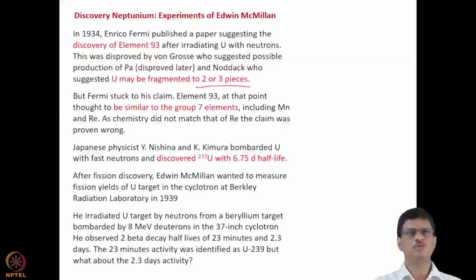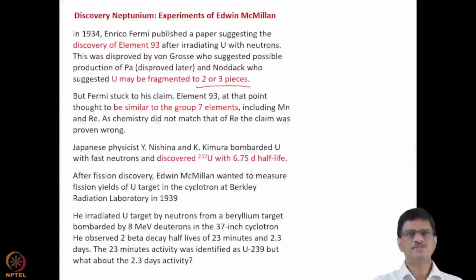At that point, it was believed to be similar to the group 7 elements, including manganese and rhenium. So as uranium chemistry is similar to that of molybdenum and tungsten, in a similar way element number 93 was believed to be similar to manganese and rhenium, which are again transition elements. But the chemistry of the so-called element number 93, as claimed by Fermi, didn't match that of rhenium, and that is how this claim was proven wrong.